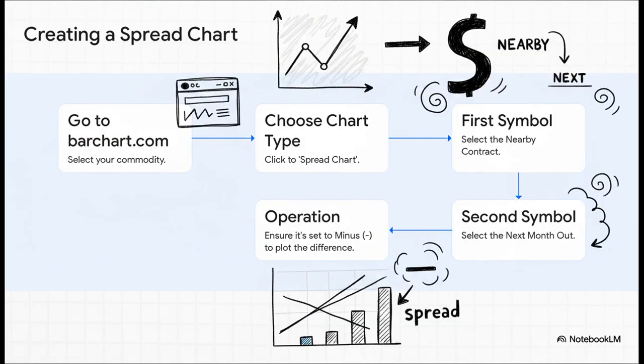And the cool thing is, you can build this tool yourself for free. According to ICT, you just go to barchart.com and follow these simple steps. All you're really doing is plotting a chart of the nearby contract price minus the price of the next month's contract. It's a really simple calculation, but it reveals a ton of information.